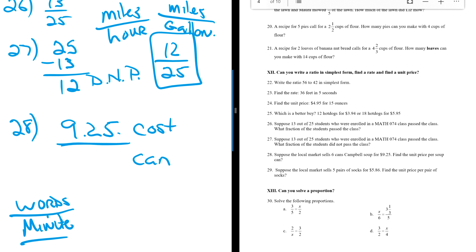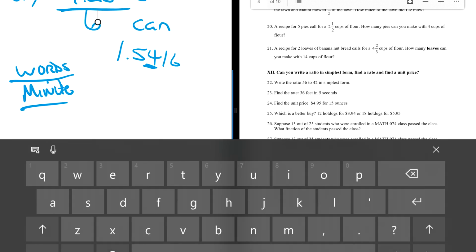So $9.25 for 6 cans. And what's the unit price? I'm just going to divide the 6 into the $9.25. Or $9.25 divided by 6. And that comes to $1.54, 1.5416 or so. Doesn't say to round it, though, does it? Well, when you're talking about money, you round it to the nearest hundredths place, where the pennies are. $1.54 normally. That would be okay. You'll figure it out.